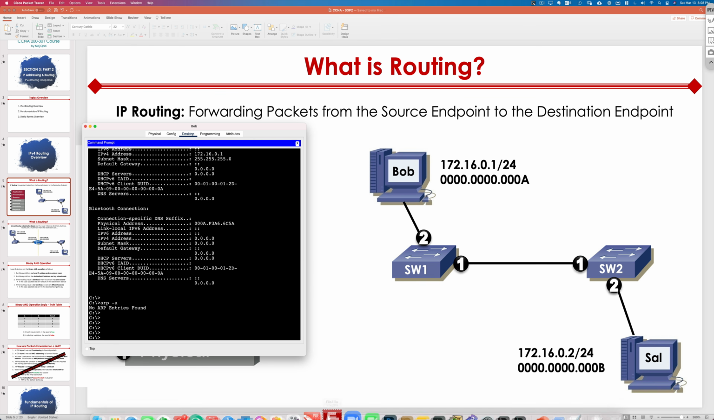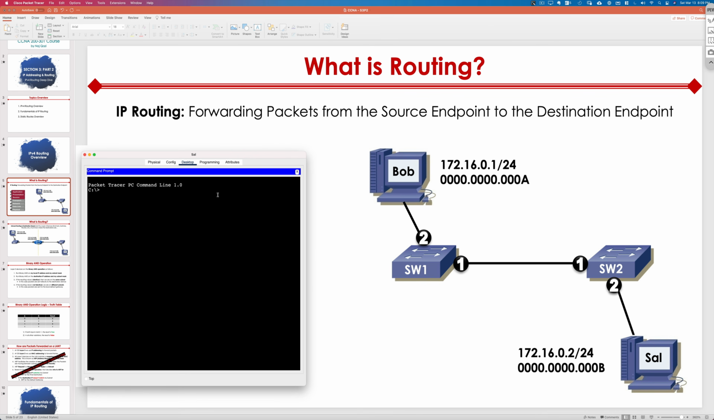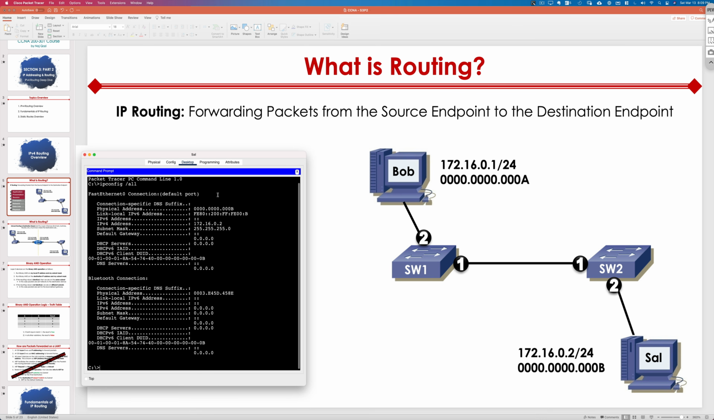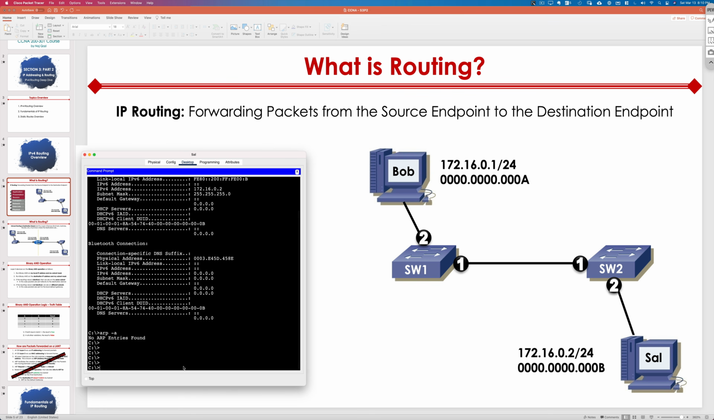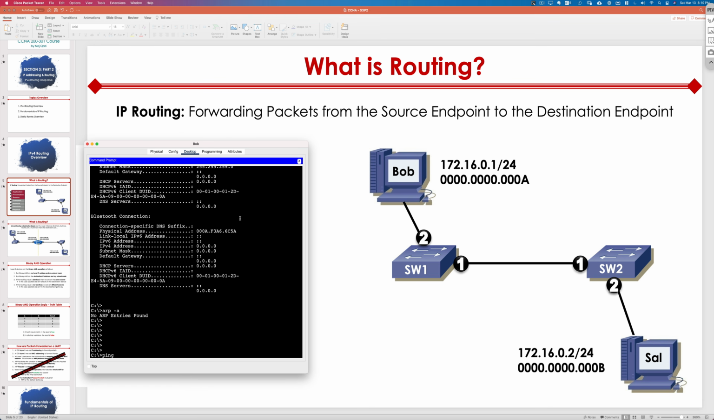Let's go ahead and quickly check out Sal. So here I am on Sal. I'm going to do ipconfig /all. And when I look at the FastEthernet0, I see that my MAC address ends in B, which matches the diagram. The IP address matches, and the subnet mask matches. Now, let me also quickly take a look at the ARP table on this PC. And there are no ARP entries. Now let me go ahead and ping on Bob's PC. I'm going to go ahead and ping Sal.